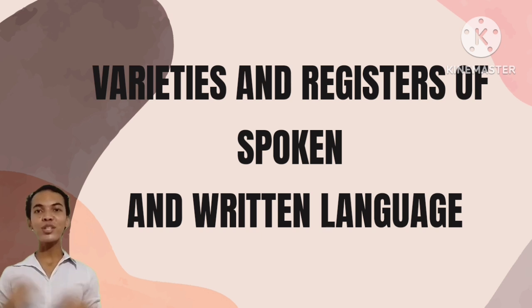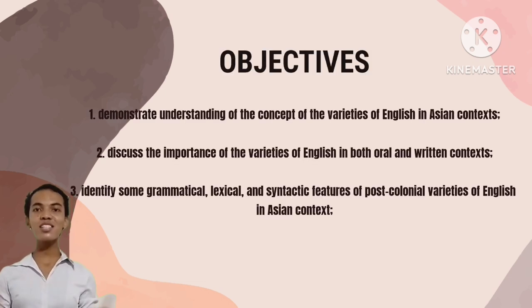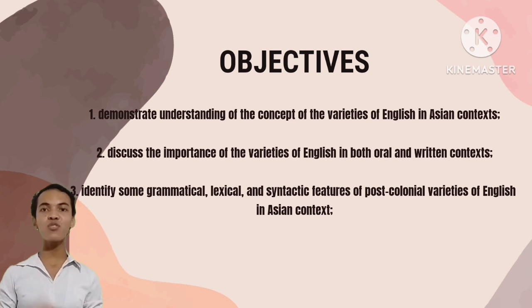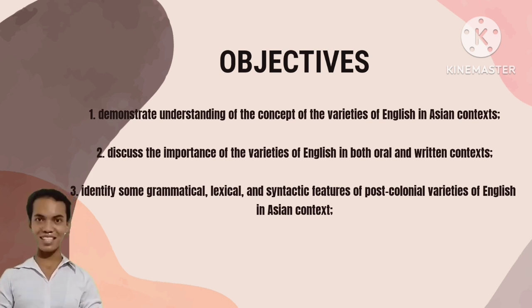Today we learn about the varieties in English spoken and written language. In this discussion we have 7 important objectives. At the end of this lesson, you should be able to demonstrate understanding of the concept of varieties of English in the ASEAN context, and discuss the importance of varieties of English in both oral and written contexts.